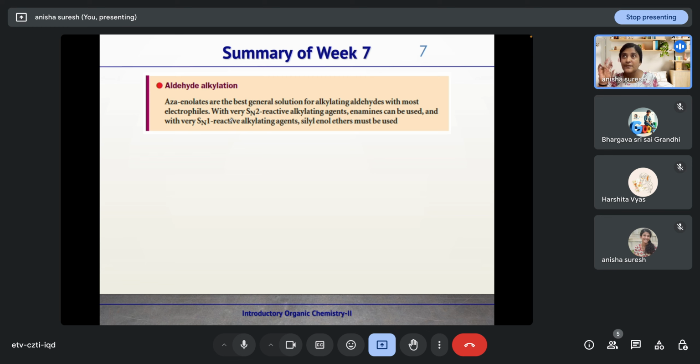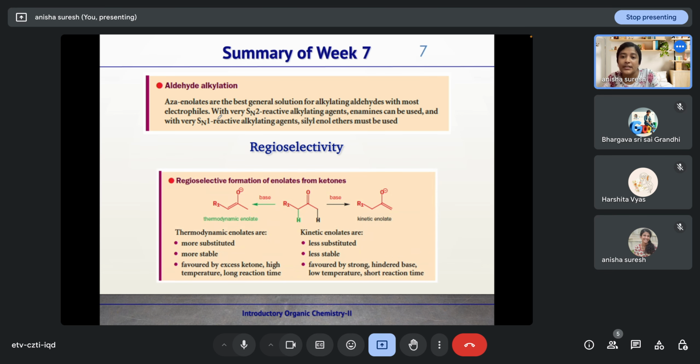Because in the case of silyl ethers, we are using TiCl4 as a Lewis acid. It can coordinate with the alkyl halides and it will lead to formation of the carbocation. Now coming to regioselectivity. If there are two alpha hydrogens possible, it can lead to formation of the kinetic enolate and it can lead to formation of the thermodynamic enolate. So if we are abstracting this proton, it can lead to formation of kinetic enolate.